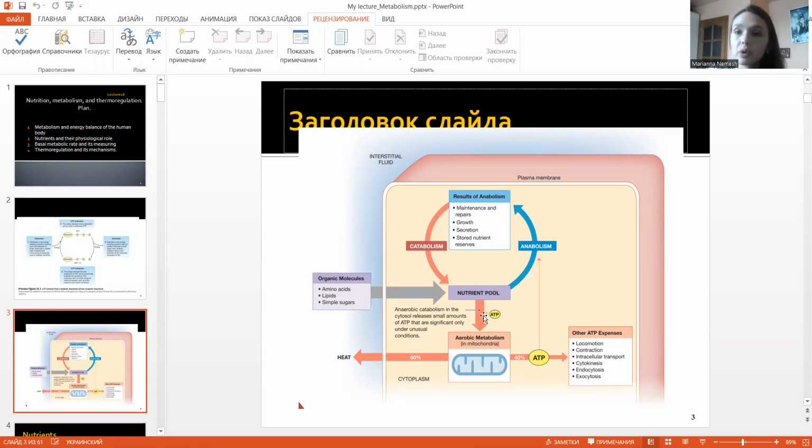This nutrition pool could be used for producing ATP energy. Through anaerobic processes, we receive a small amount of ATP. The biggest amount of ATP we receive after aerobic metabolism, which happens inside the mitochondria. About 60% of that energy will be used for heat production, and 40% for production of ATP, which will be used for contraction of muscles, locomotion, cytokinesis, endocytosis, exocytosis, and different kinds of transport.